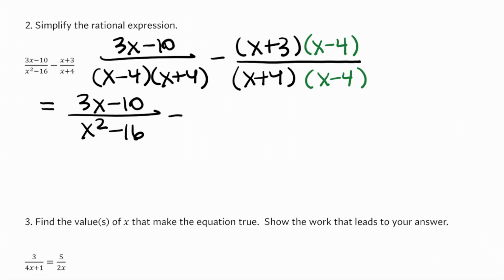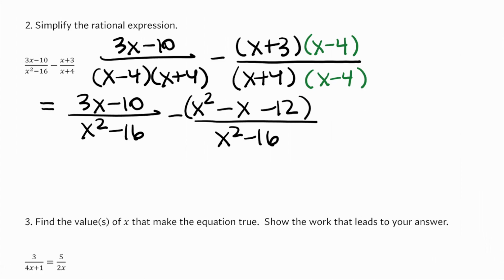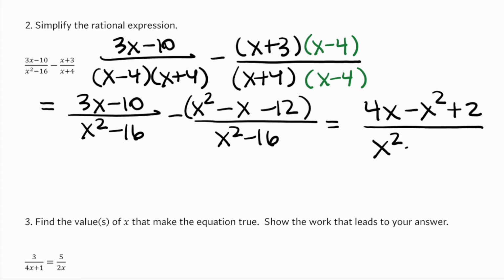Minus, okay, if I was to distribute, I'd get x squared plus 3x minus 4x minus 12. Wait. Plus 3x minus 4x is not going to be minus 4x. It's going to be minus 1x. Divided by x plus 4 times x minus 4, which is x squared minus 16. And if I'm subtracting all of this stuff, okay, I'm going to have 3x minus a negative x is 4x. I'm going to have a negative x squared, and negative 10 minus negative 12 is plus 2. Okay, it's probably not written in the most standard form ever, but it will work. I just want to show you that that's an option you've got too.